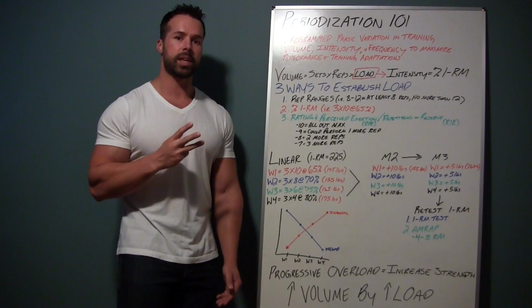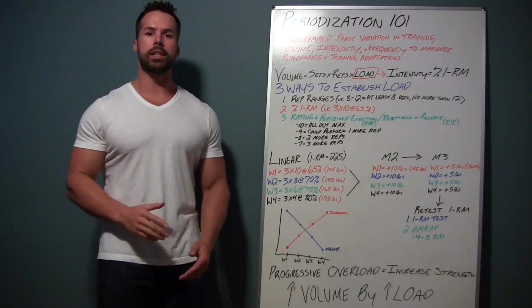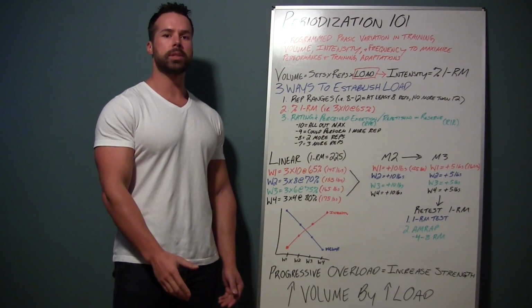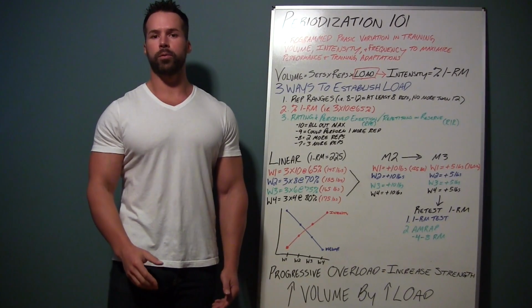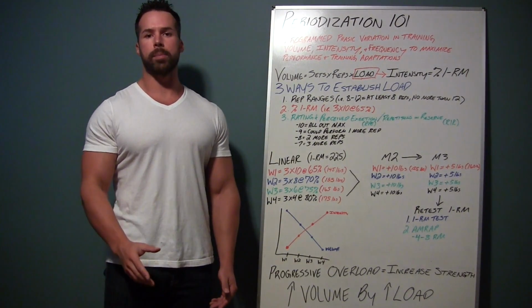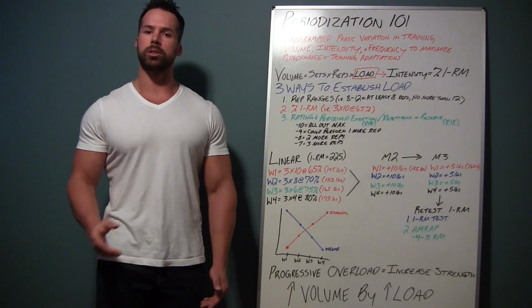Now there are 3 ways to establish the load, or the weight, you're going to lift on an exercise. The first way is setting a rep range. For example, if you set the rep range of 8 to 12 reps, that means you're going to pick a weight that you can lift for at least 8 reps but no more than 12 reps. If you can't complete 8 reps, then the weight is too heavy. And if you can complete more than 12 reps, then the weight is too light.